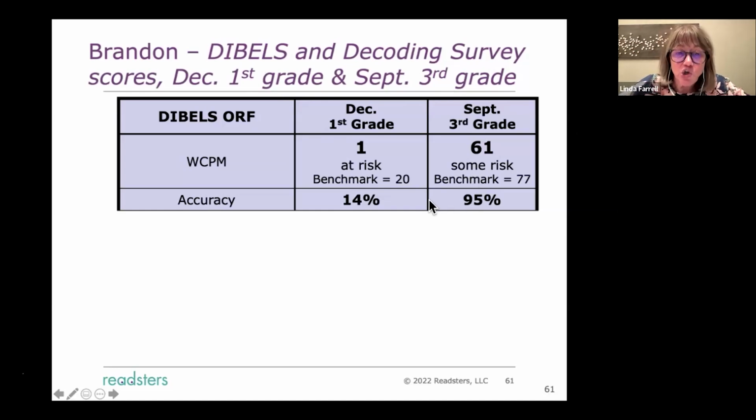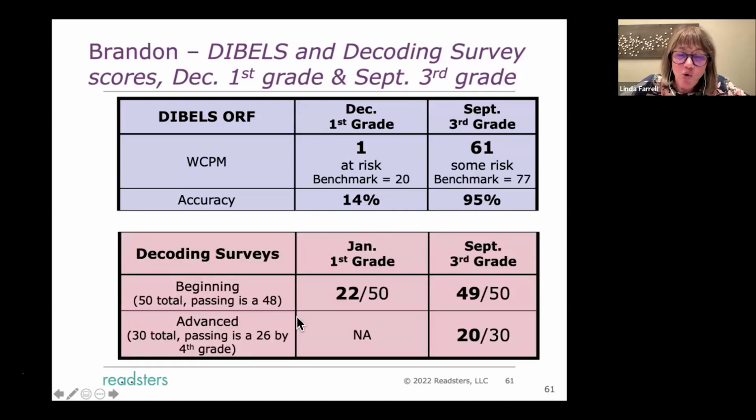But this was huge. And his decoding surveys, on the beginning, which is short vowel words, he went from 22 out of 50 in January of first grade to 49 out of 50 in September. And on the advanced, he was at 20 out of 30. Our benchmark is 24, and that would be at the end of third grade. So you can see that Brandon was a reader. He went from being a total non-reader to a reader.